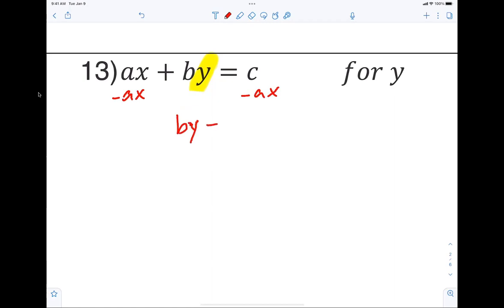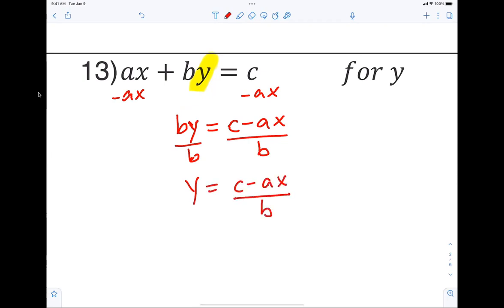Right. So BY equals C minus AX. Then you divide by B. You're exactly right. So Y equals C minus AX all over B. That feels good.